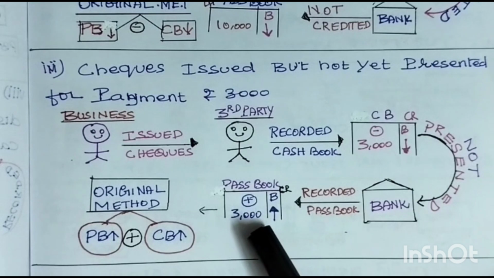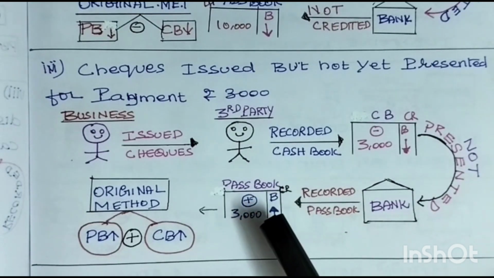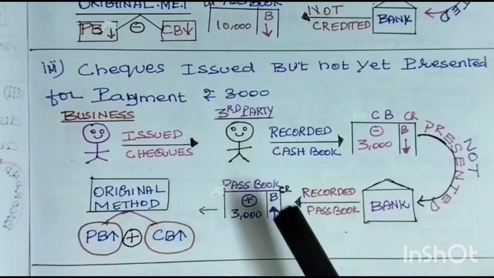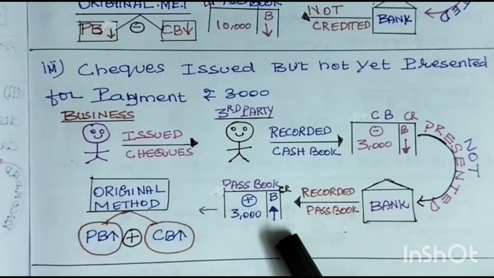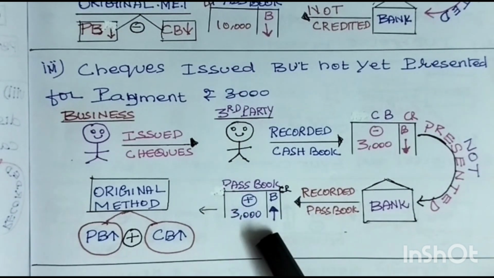Cash increased, bank column credited, the passbook credited. Why? Because the issued check was not presented for the payment. Okay. So your passbook increased. Your bank passbook will be increased. Do you understand? Are you clear?